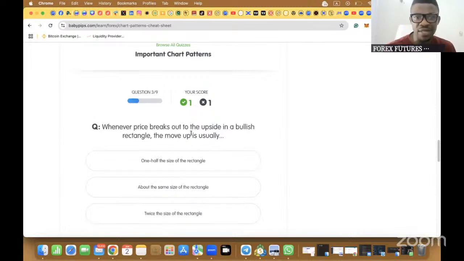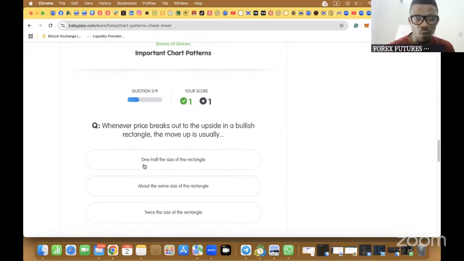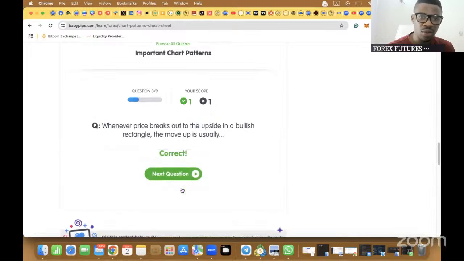When price breaks out to the upside in a bullish rectangle, the move up is usually: 1/2 the size of the rectangle, about the same size of the rectangle, twice the size of the rectangle, the same size of the rectangle. Remember, I told you this is correct.